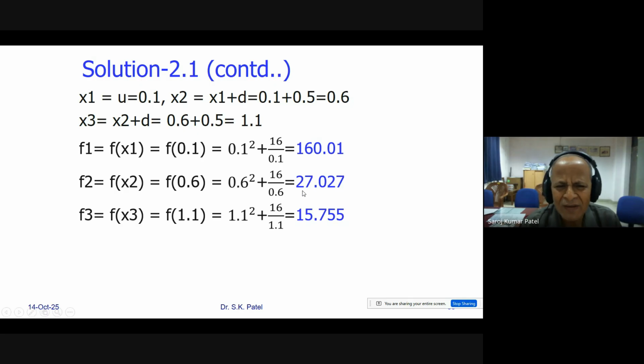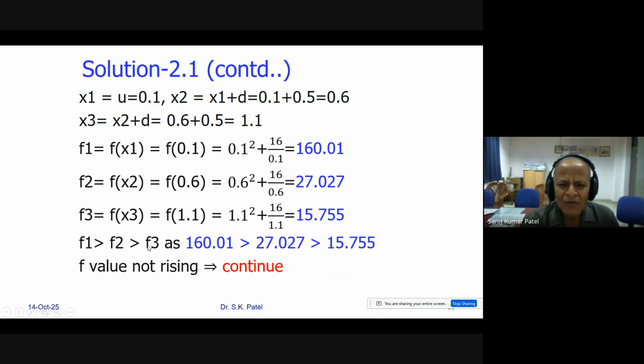In that case, x2 will become x1. So 0.6 will be x1, 1.1 will be x2, and 1.1 plus 0.5, that is 1.6, will be x3. These values we have already calculated, so we just substitute them. Only at 1.6 we will calculate. The f value has not yet started rising, so we have to continue. It is decreasing.